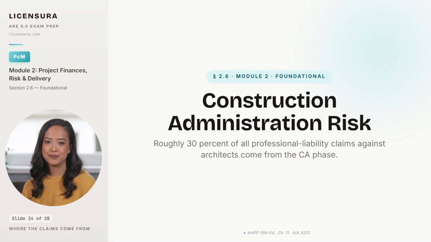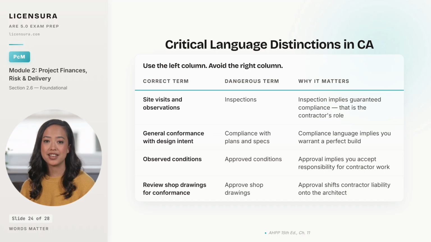Start with the language. The words you use in the field and in writing matter more here than almost anywhere else in practice. 4 language distinctions, and each one is the difference between observing the work and guaranteeing the work. Site visits and observations is the correct term. Inspections is the dangerous term because inspection language implies you are guaranteeing the work conforms. And a guarantee is exactly what your insurance does not cover.